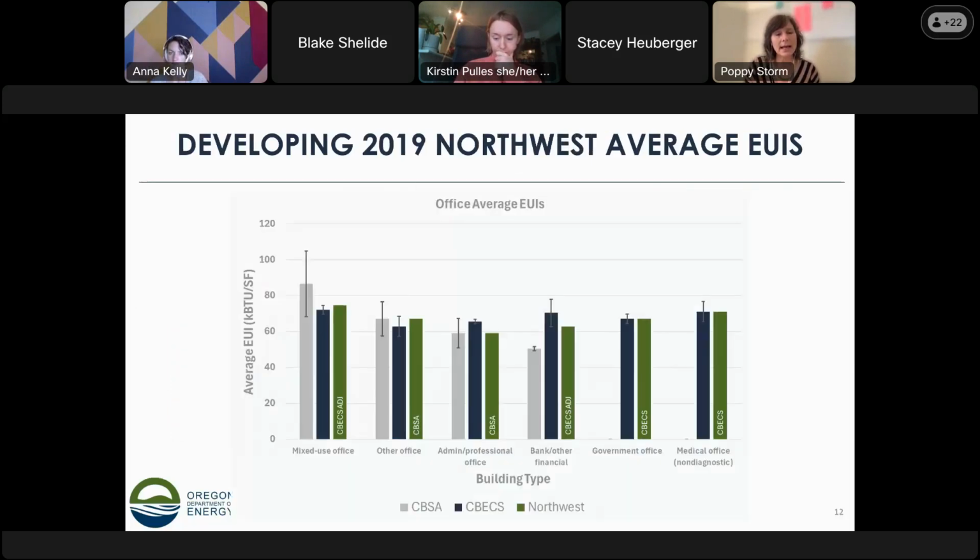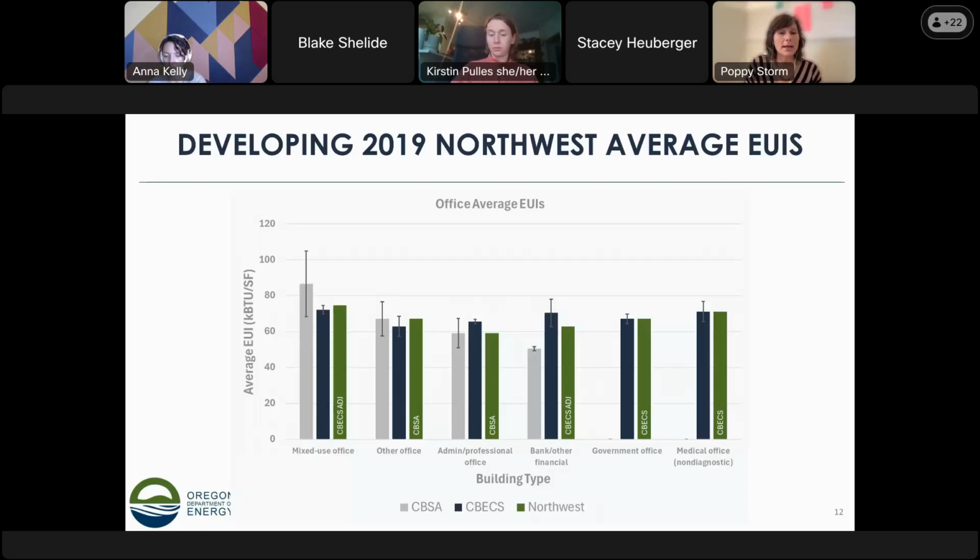So the way that we did that is that when we felt like we had reliable data and we had enough buildings for that type, for example, you can see administrative professional office in the middle here. It says CBSA for the green bar. The green bar in all of these bar charts is showing the EUI that we chose. And this is all of the different types of office buildings. And so that one in the middle and other office, those both say CBSA. So we were able to take directly from the regional data set, we were able to take that EUI.